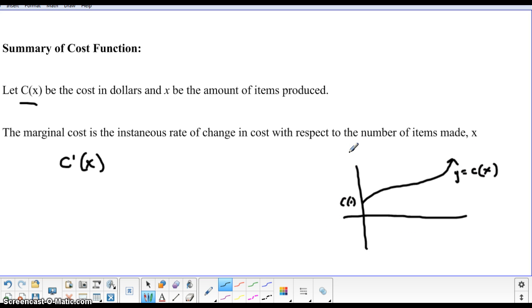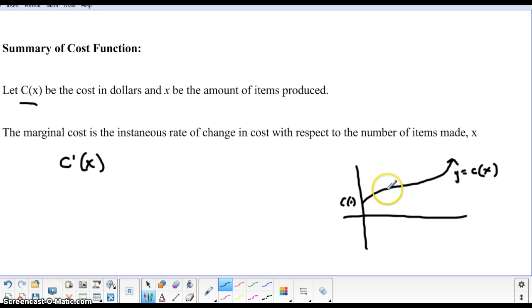The first idea is just to think about when a company is starting up a new product, they always have to have some startup costs. So our cost of the zero item is actually above zero. There will be some startup cost. Then as our items of X increase, you will have this curve right here, which is just an example of what a C of X function could look like.